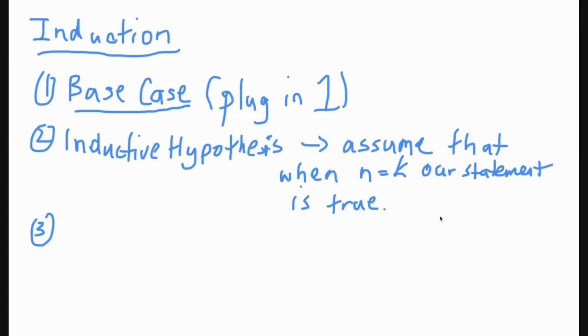So step 3 is called the inductive step. And this is generally the most difficult of the 3 steps. In step 2, we assume that when n is equal to k, a random value of k, the statement we want to prove is true. And in this step, what we're going to do is prove that when n is equal to k plus 1, the statement will also be true.